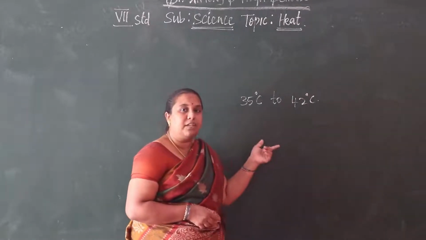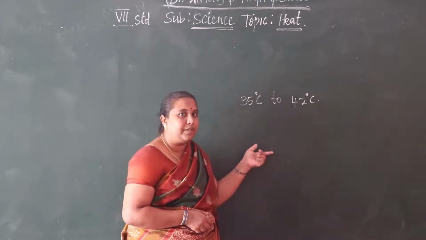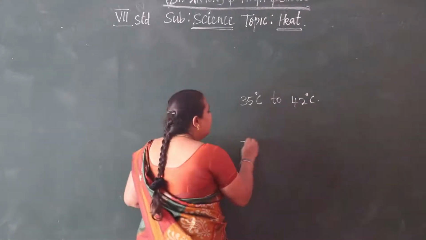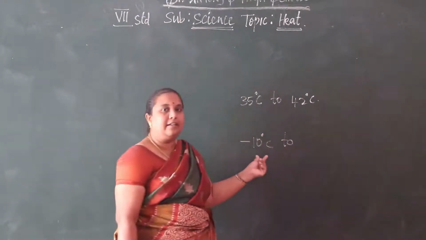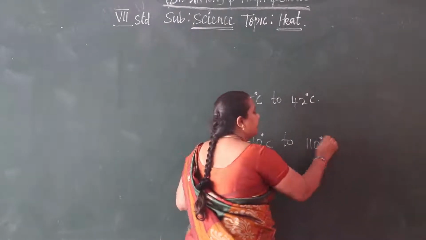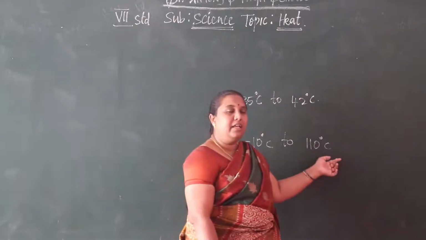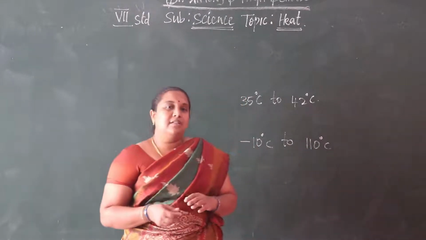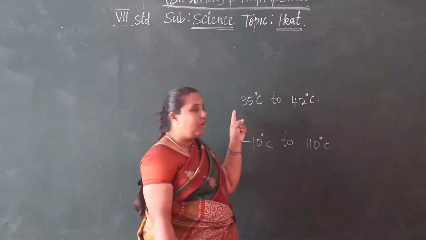What temperature can we measure using the laboratory thermometer? Minus 10 degrees Celsius to 110 degrees Celsius. These are the differences between the laboratory thermometer and the clinical thermometer.